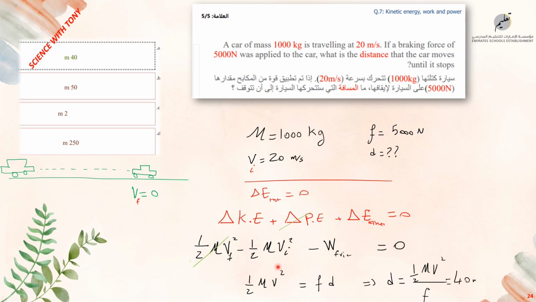So we arrange the equation. We have half mv_I squared equal to the work done by the friction, which is the force itself, 5000 newtons, multiplied by the distance. To calculate the distance, it's half mv squared over the force, which is 5000 newtons in this case. And the answer is 40 meters. So the car takes 40 meters to stop. We continue with the last question.